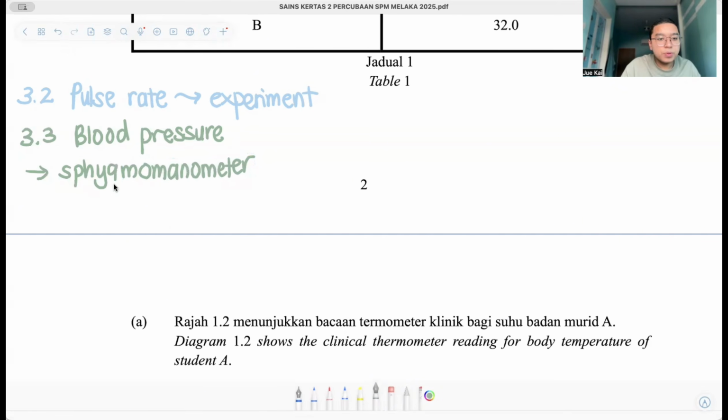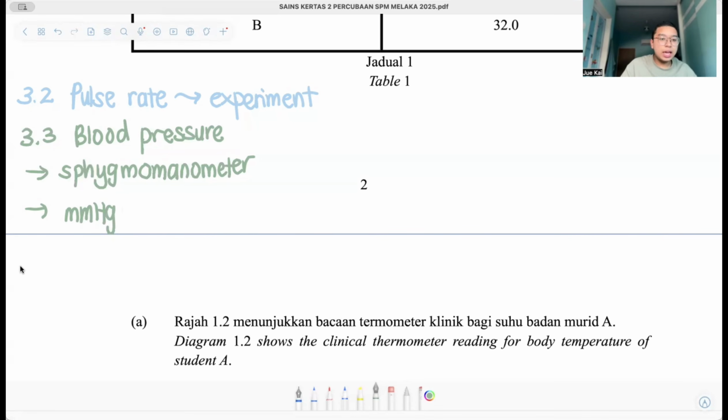Okay, sphygmomanometer. So you need to know the symbol will be mmHg, mmHg. Okay, H must be a capital letter.